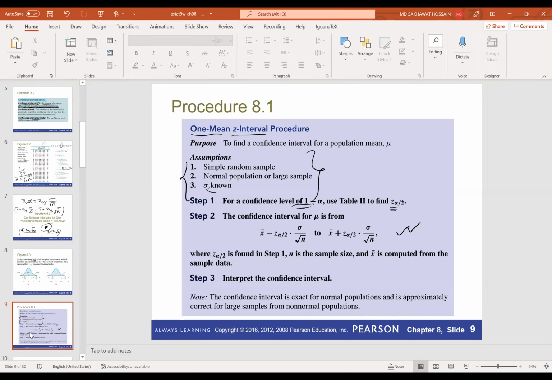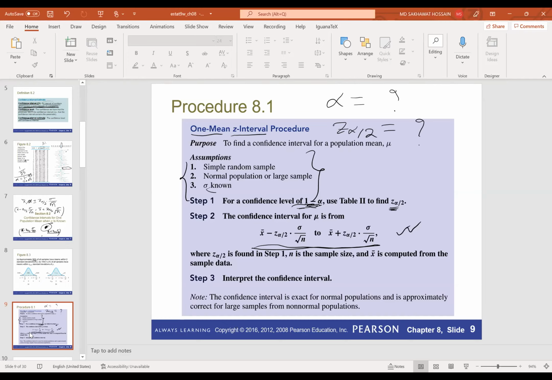So first, for a confidence level 1 minus alpha, we need to calculate z alpha over 2. That means first we need to find the alpha value and then find z alpha over 2 from the z table. Okay, the confidence interval for mu is, then use this formula to find the confidence interval.